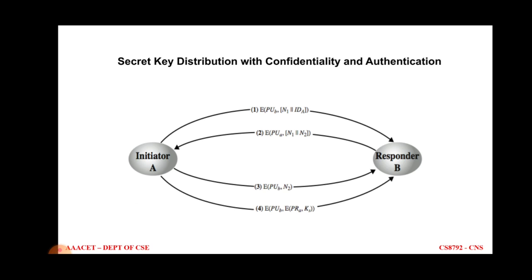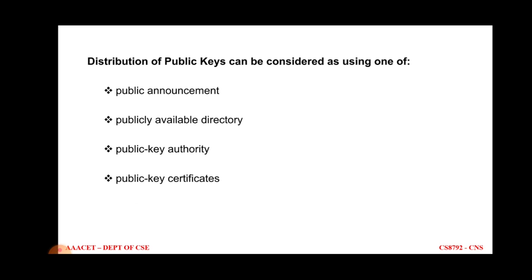Finally, the initiator performs some function on N2 and encrypts it using the public key of B, and the initiator also sends the private key value of A with the session key to the responder B, because the private key's value is known only to the sender and receiver. The public key's value is known to everyone.